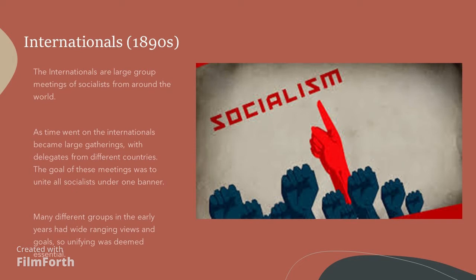So how did all this start? Well, socialism kind of came about in the late 1800s, and they really first started kind of internationally being acclaimed when the internationals began in the 1890s, and they were basically these large group meetings of socialists from all over the world. And by all over the world, I usually just mean European nations. And so as time went on, the internationals kind of became larger and larger with delegates from all these different countries. And the goals of these meetings were to unite all socialists under one banner.